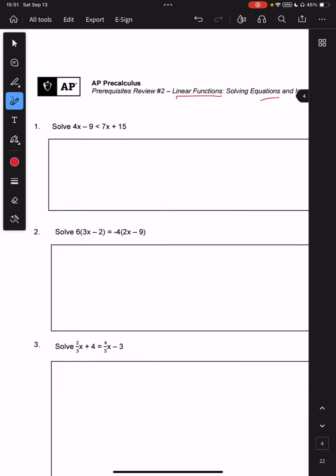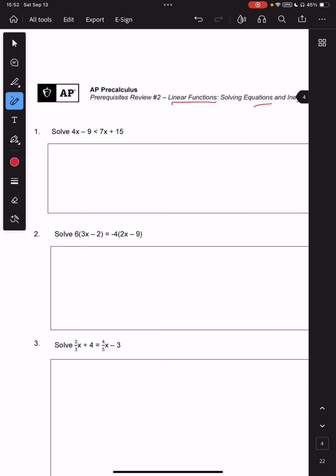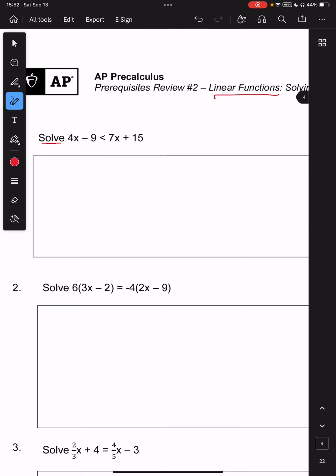So all that means is when we're talking about solving equations and inequalities, what we're solving for when it says solve 4x minus 9 less than 7x plus 15, we're solving for our variable, which in this case is x. So we're solving for x.